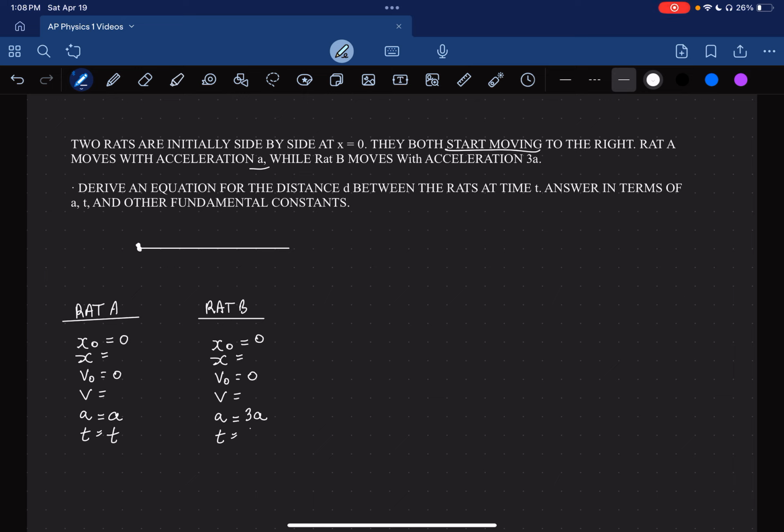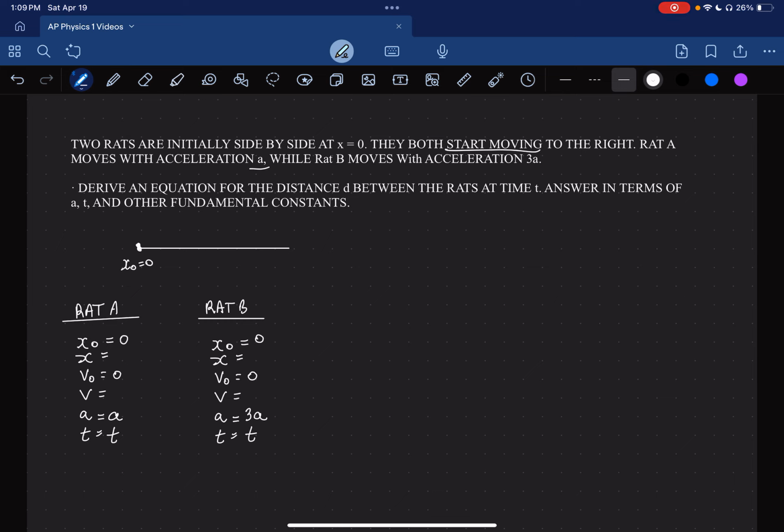Both rats get to their final positions at time t, and we want to know what is the distance between the rats. Okay, so both rats start here. Just say x naught equals 0. We want to know the distance d between the rats at time t.